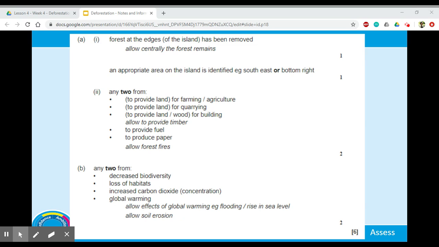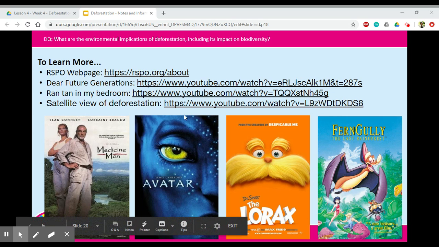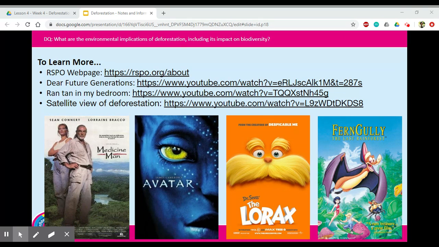Okay, well done. That brings us to the end of our deforestation lesson. Just a last slide here I want you to have a quick look at. This is just if you found this interesting and you want to look at it further. Here are some links you can have a look at. So this is the page for the RSPO, and it has some really good videos about what they do and how they ensure palm oil plantations are sustainable.